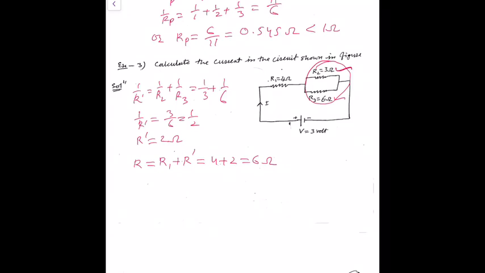According to Ohm's law, current in the circuit is given by I equal to V upon R is equal to 3 upon 6. It means 1 upon 2 or 0.5 ampere.